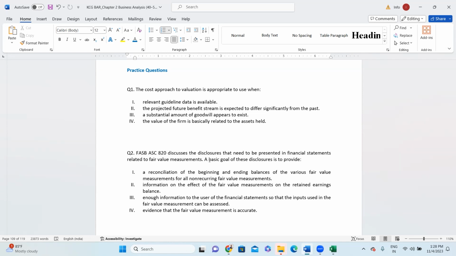Second, the projected future benefit, you'll be using for the income approach, right? So the second option is incorrect. Third is also incorrect.